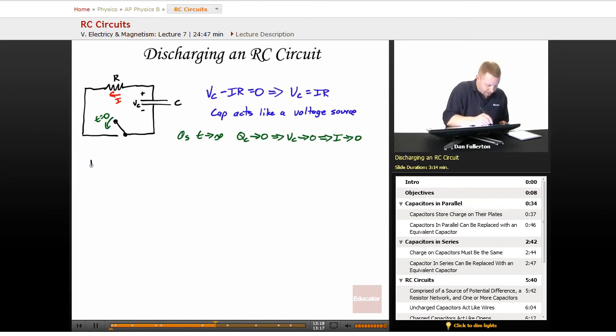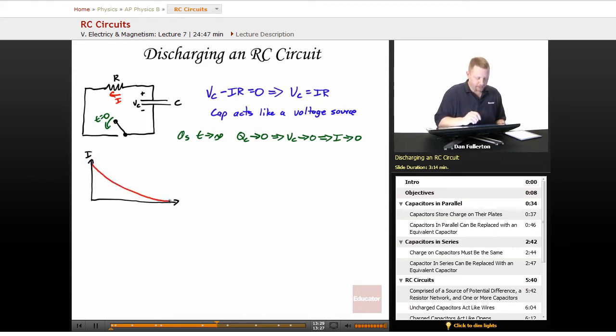So if we made some graphs of what we have going on now, let's start with current, I versus t. We start off with the full current, and over time we're going to bleed off that current and approach 0. And guess how long that takes again? About 5 tau, till you get to 99% of the way to your final destination, or here in this case, 0.